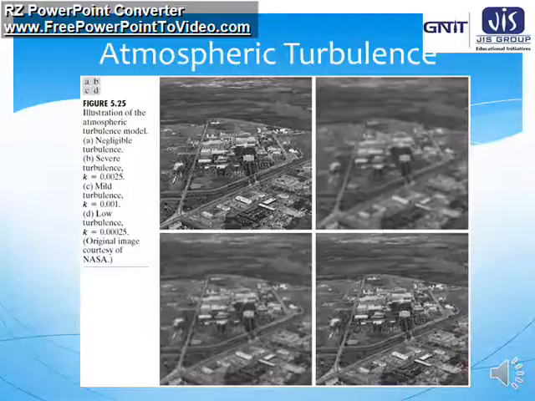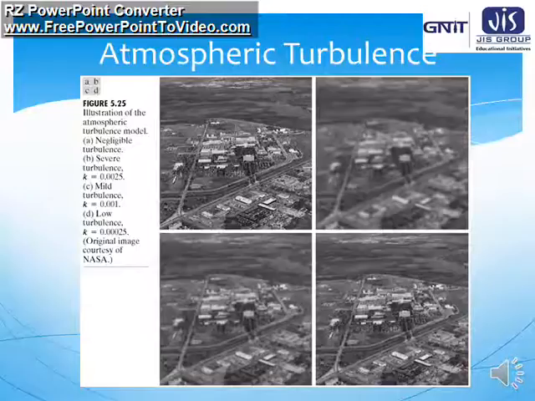The first image and the last image are very clear. The first image is with negligible turbulence. The second one is severe turbulence with value k equal to 0.0025, and the third one is with mild turbulence, so it is a little bit clearer. The value of k is equal to 0.001 here, and the last one is very low turbulence with the value of k equal to 0.00025. So it is also very clear.